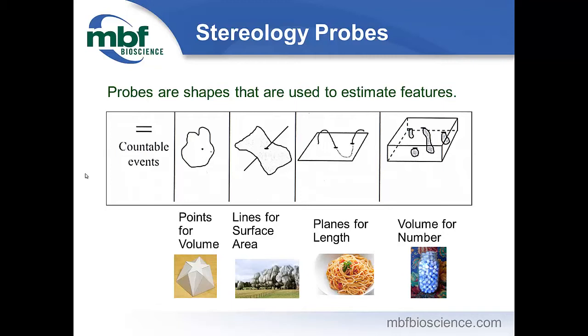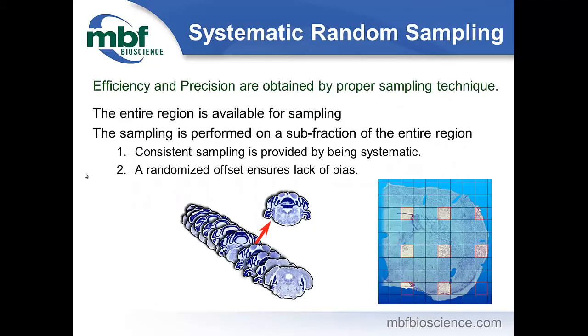Right. So to employ stereology, we've got these probes, but we also need to determine how often we're going to come across the quantification that we're going to be doing. And in order to actually estimate the feature that you're interested in, we rely on systematic random sampling because we do not want to have to visit every aspect of our region or our feature of interest. Instead, we want to do it on a subfraction so that we're efficient. But we need to do it in a way that ensures a lack of bias and provides consistent sampling.